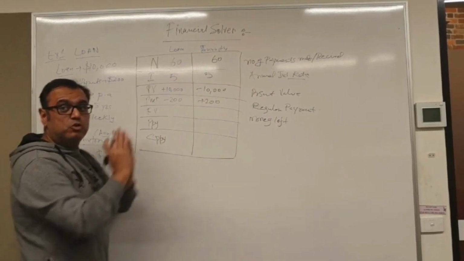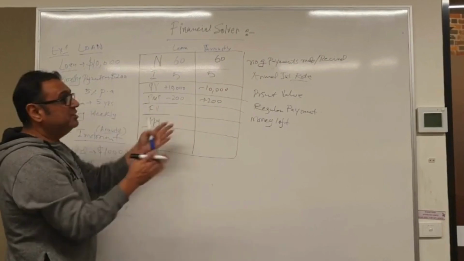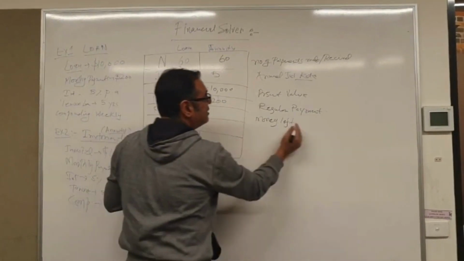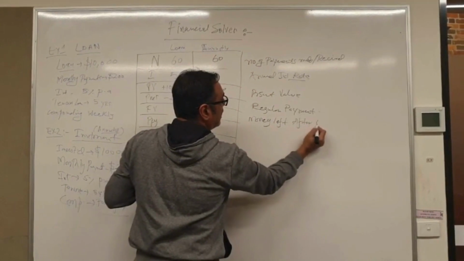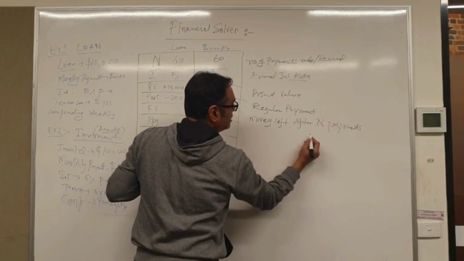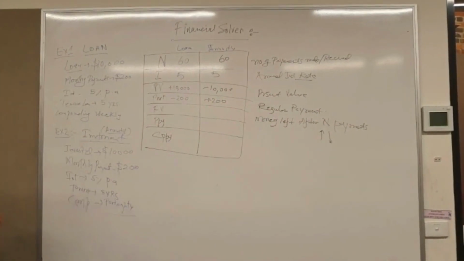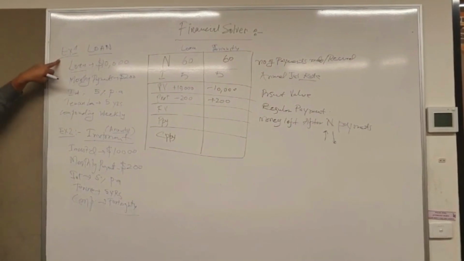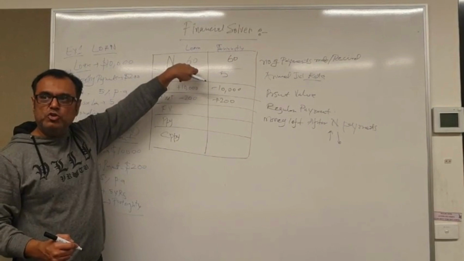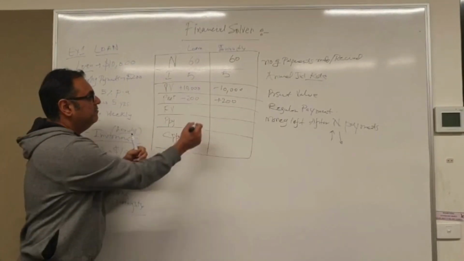For loans, it goes out of your bank account because you're paying, and for an investment, it comes into your bank account. So it is the money left after N payments, either going into your bank account or going out of it. For loans, after 60 repayments, how much do you owe? None. Zero. Future value is 0.